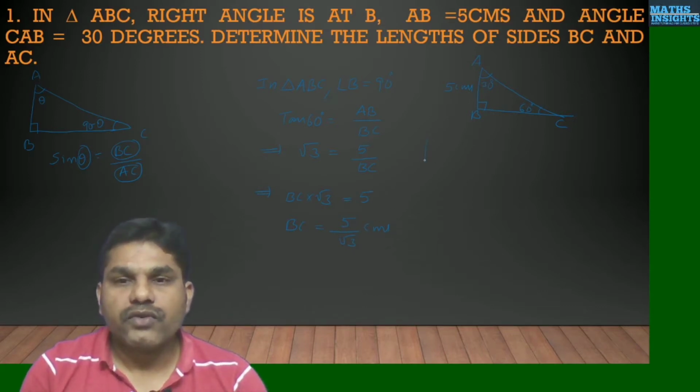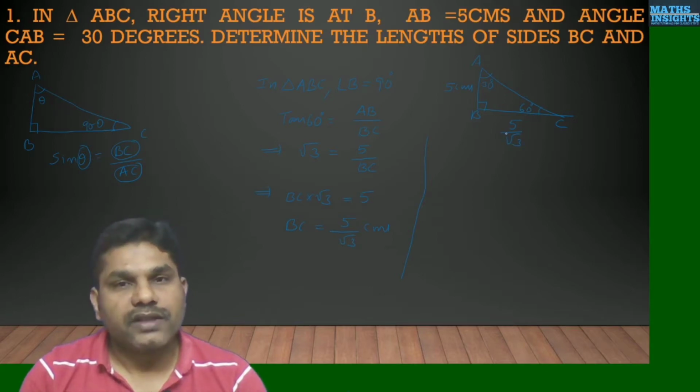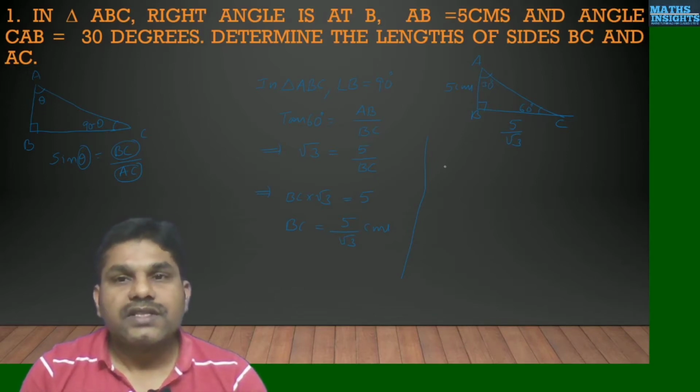And next one, if you come to the length of side AC, this is nothing but the hypotenuse. If you know this 5 by root 3, you may find this by using Pythagoras theorem also. But our problems are related to trigonometric ratios. So we will use another trigonometric ratio which involves this hypotenuse and either of this opposite side or adjacent side. Now I am taking sine 60.